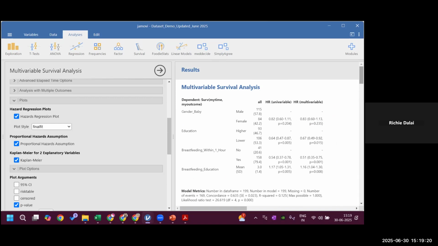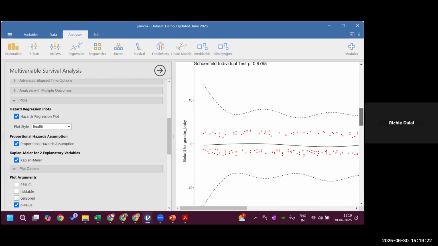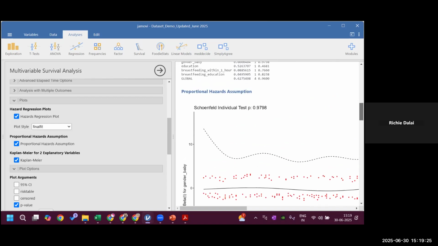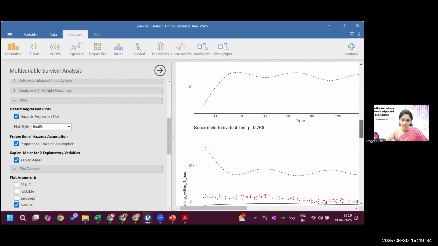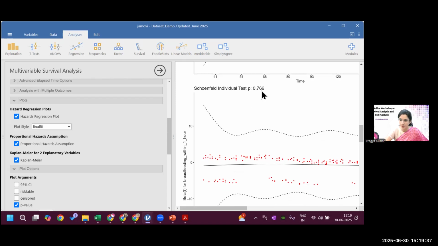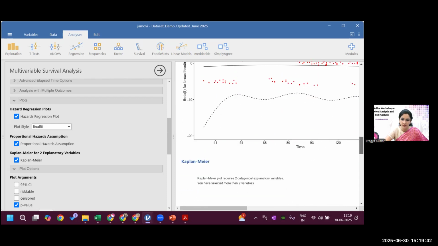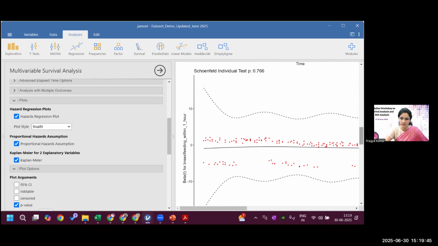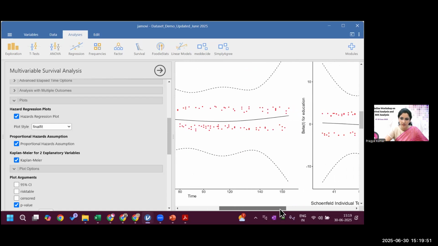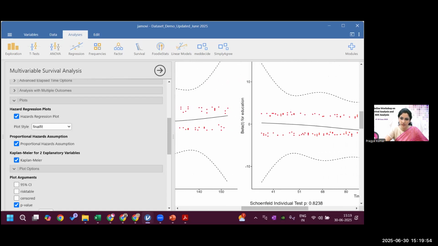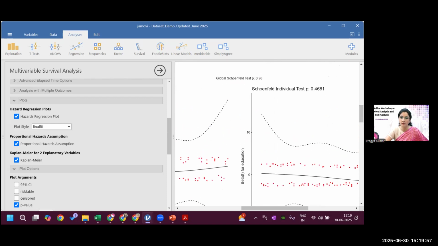Ma'am, in the Schoenfeld plot, I think one of them was 0.05. Okay, let me check. I might have made some mistake. This is gender. This is 0.9, so it is more than 0.05. Then this is your breastfeeding within 1 hour. This is 0.7, so it is more than 0.05. Then I will go towards the right. This is education, mother's education, and the value is 0.4. So I will include it.